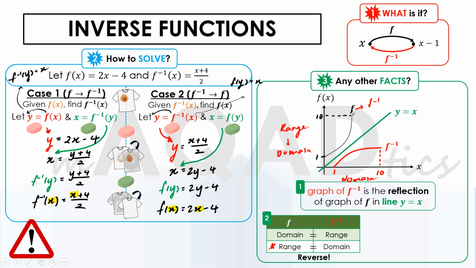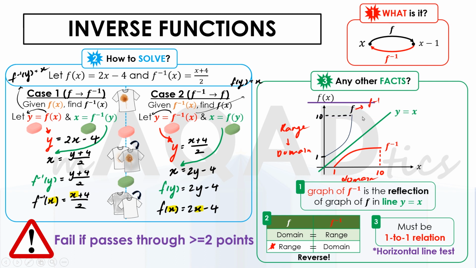Okay? And lastly, this inverse function, if you focus on the line f, it must be a 1-to-1 relation. So sometimes we need to use the horizontal line test to help us test whether that function has an inverse function or not. This horizontal line test is if the line intersects 2 or more points on the function f, it will not have an inverse function.